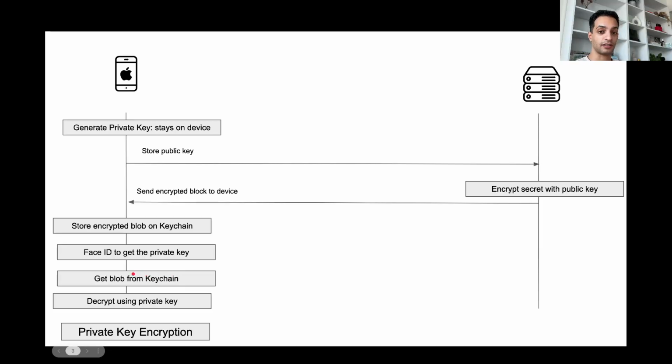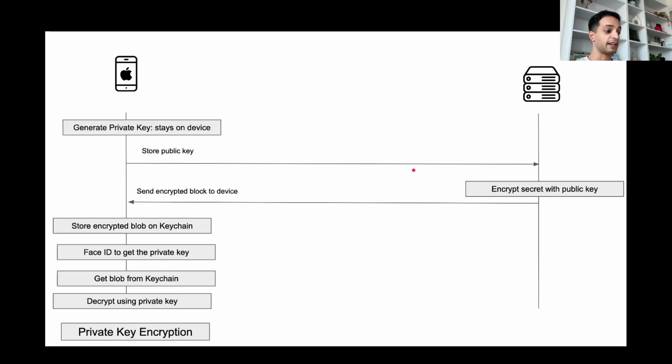To actually view the card number, you scan your face using Face ID, and then that opens up the Keychain, and then the app will get the encrypted blob from the Keychain, and then use the private key that sits on the device to decrypt that encrypted blob and display the card information for you. This is an ultra paranoid setup. It can't get more secure than this.